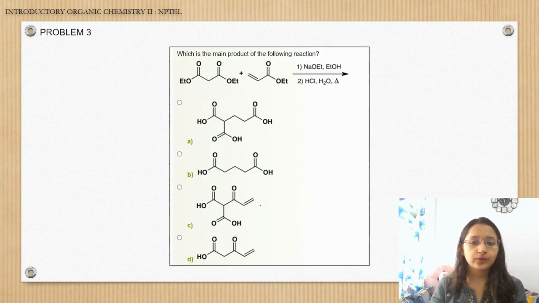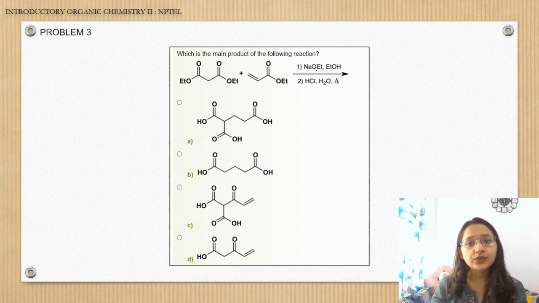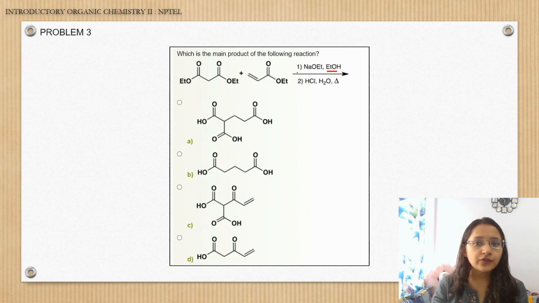So the question is, which is the main product of the following reaction? This is the reaction, and we have to tell which is the product getting formed out of these two steps. The first step is treating this particular compound with sodium ethoxide, that is a base, right? And in the presence of ethanol, which here is just acting as a protic solvent, a proton source, right? So first of all, we have to look at condition 1.